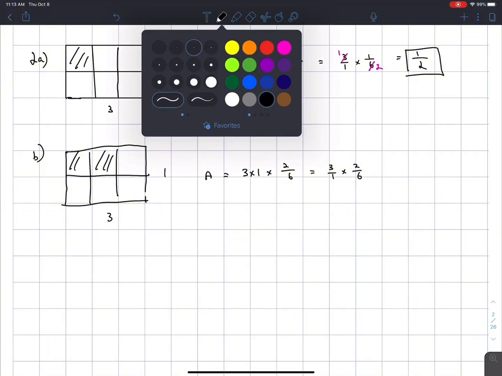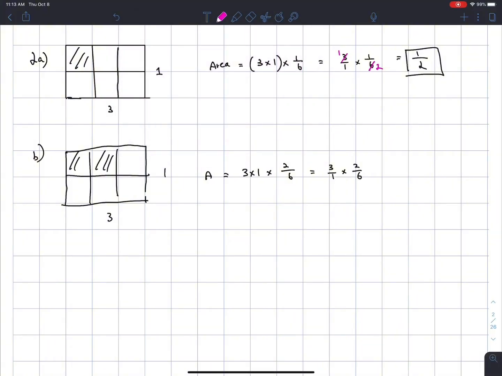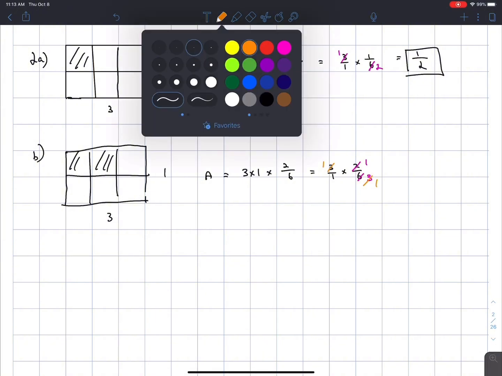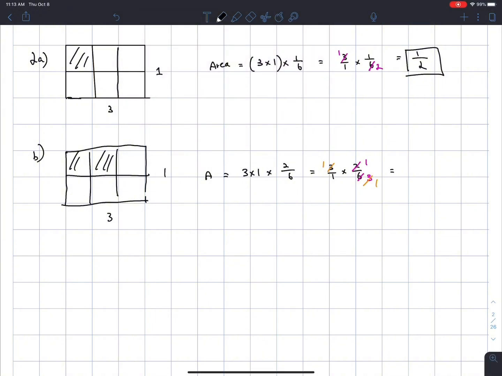I simplify before I multiply. I can divide this by 2 to get 1, divide this by 2 to get 3. I can divide this by 3 to get 1, divide this by 3 to get 1. So my final answer is 1 over 1. The numerator is 1 times 1, denominator is 1 times 1, and we just get 1.